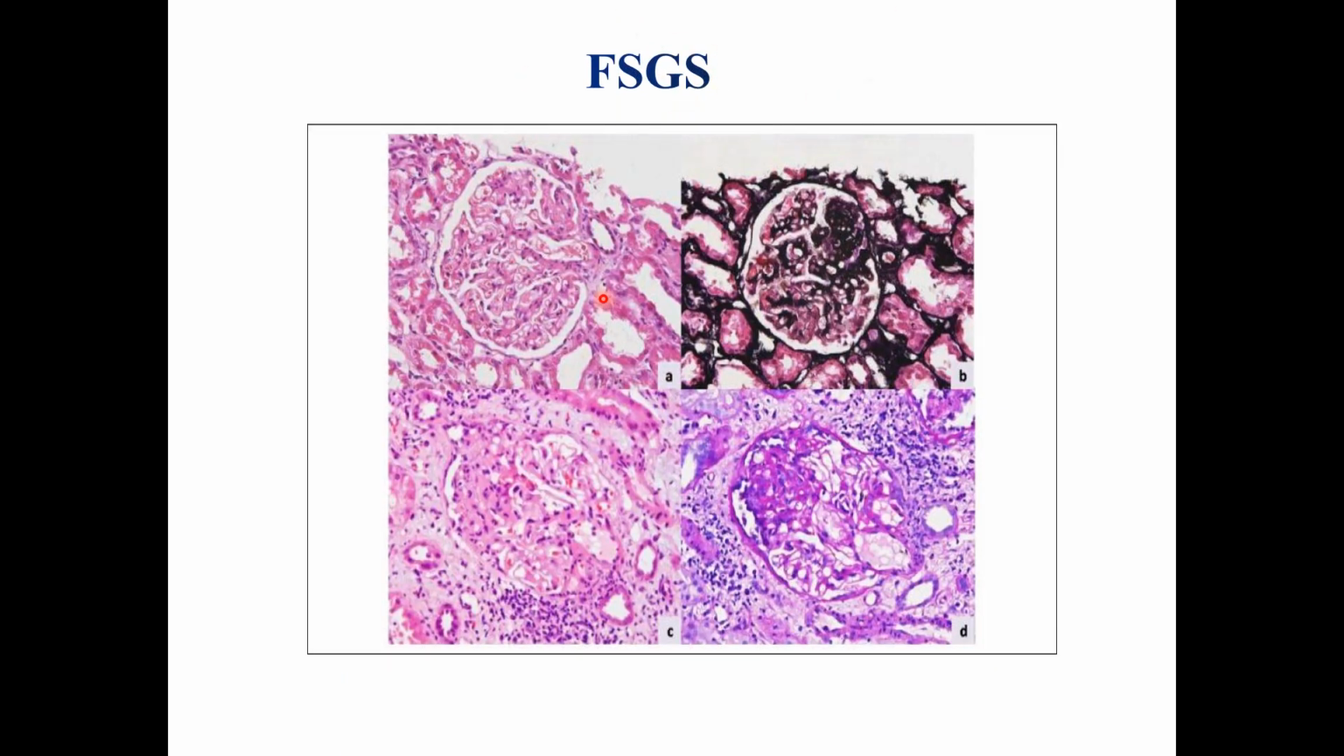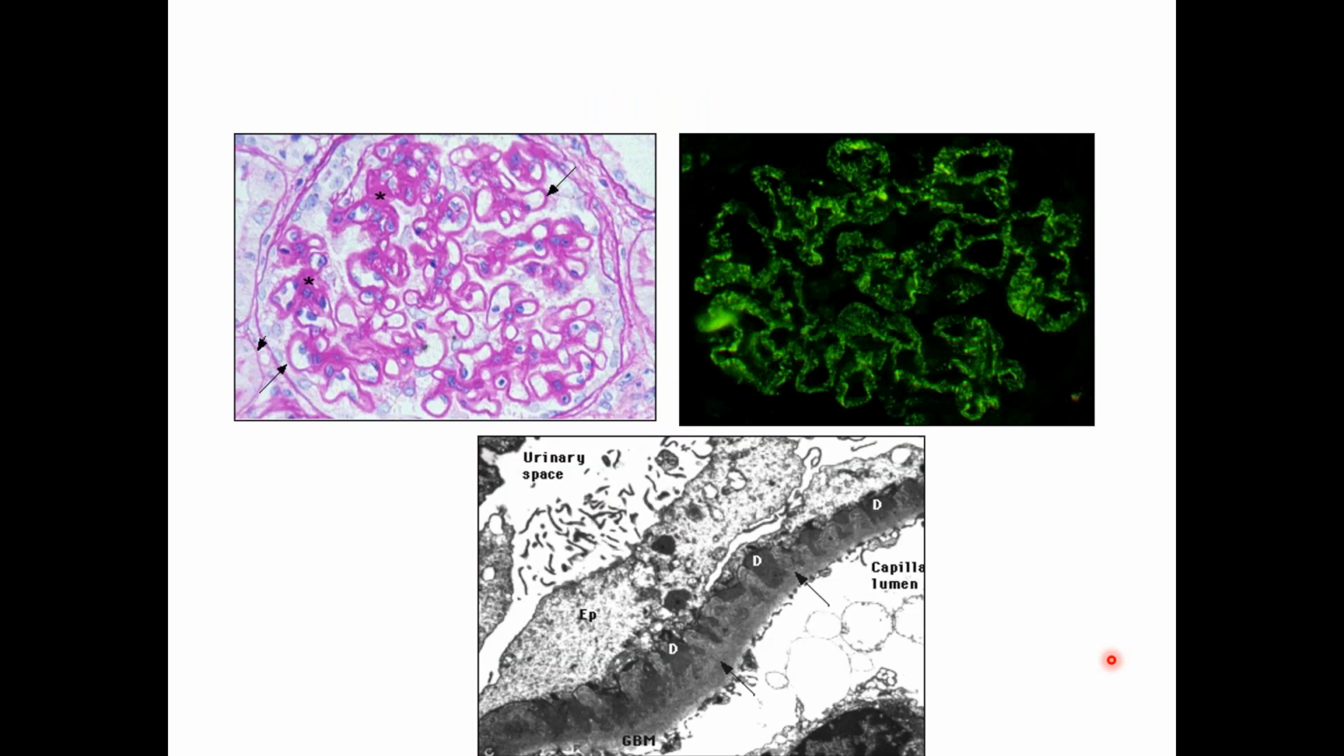This is another FSGS biopsy cross section, and this is under silver stain, which stains the sclerotic regions very well. And you can see that this is the sclerotic area within this glomerulus. This is the H&E staining, and this is the PAS staining where you can again see the sclerotic area very well. So for a good renal biopsy, you need a minimum of 10 to 20 glomeruli to make a definite opinion whether it is minimal change disease, focal segmental glomerulosclerosis, or a membranous nephropathy or a membranoproliferative glomerulonephritis.